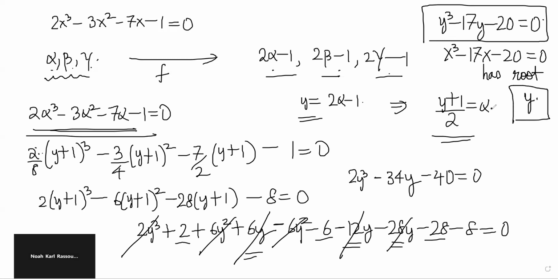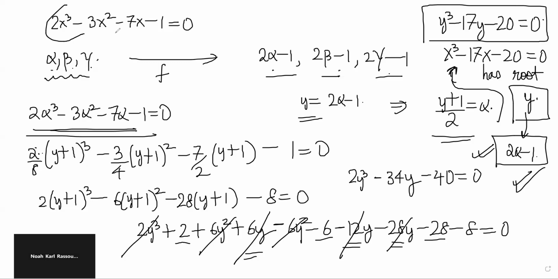What was y? y was 2 alpha minus 1. Do you understand what I'm saying? So I know that 2 alpha minus 1 is the root of this equation.